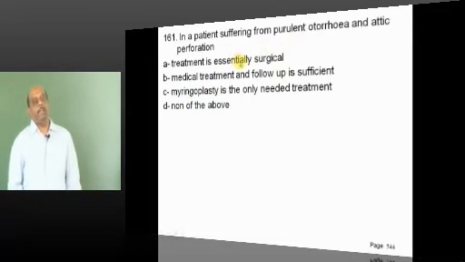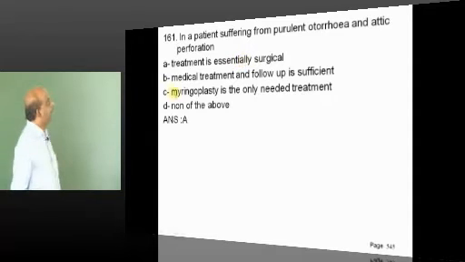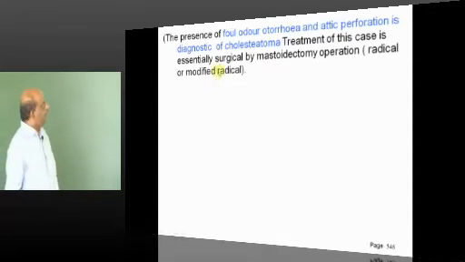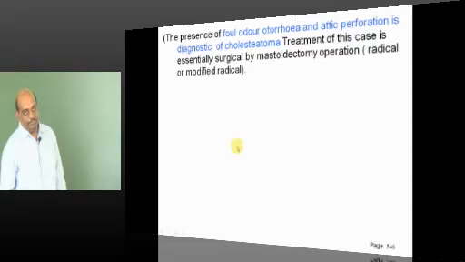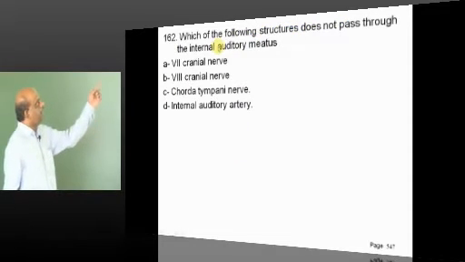Now, purulent otorrhea with attic perforation, what do you suspect, doctor? Unsafe CSOM. Basically it is cholesteatoma. Surgical treatment. Internal auditory meatus, what will not pass? Chorda tympani doesn't pass.